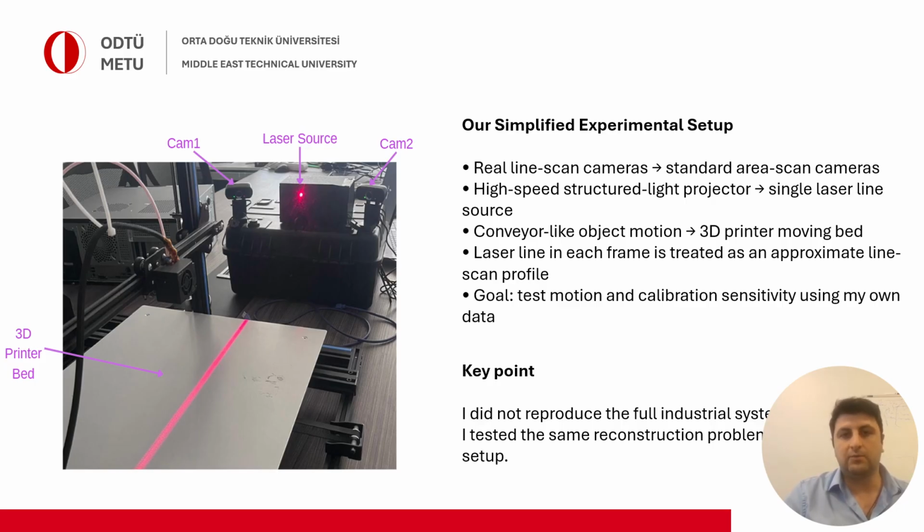The conveyor-like object motion is approximated using a 3D printer bed. In each frame, the laser line is detected and treated as an approximate line scan profile. The goal of this setup is to test the same reconstruction problem with my own data. More specifically, I wanted to observe the effects of motion error, calibration error, and laser extraction error.